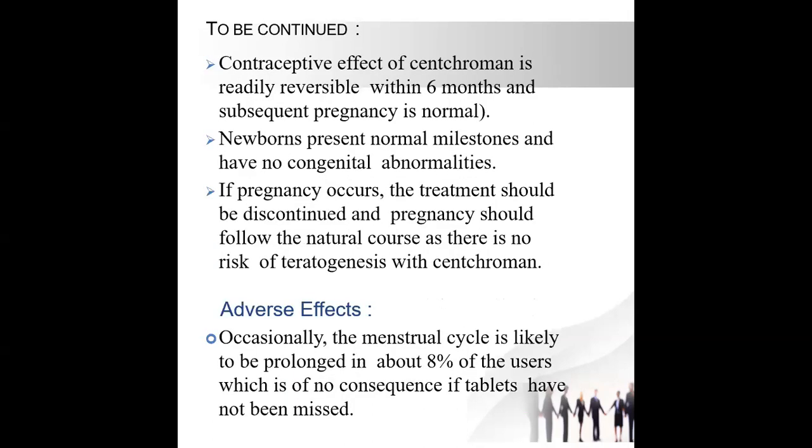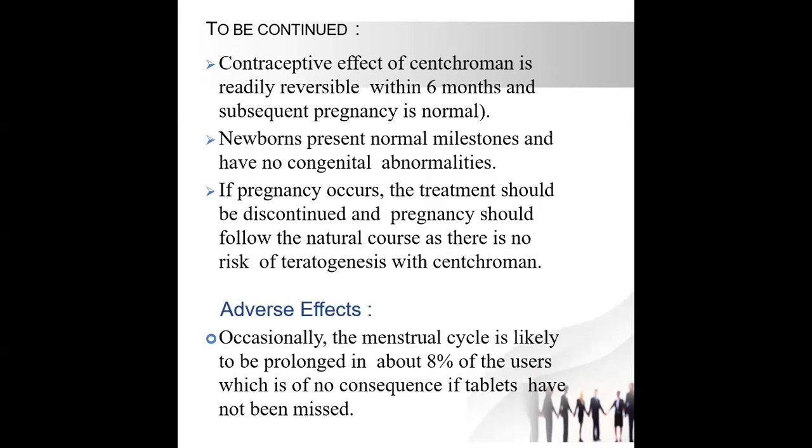Then, the contraceptive effect of Centchroman is readily reversible within 6 months after stoppage, and subsequent pregnancy may be normal. The newborns present normal milestones and have no congenital abnormalities. If pregnancy occurs, the treatment should be discontinued and the pregnancy should follow its natural course, as there is no risk of teratogenesis with Centchroman.